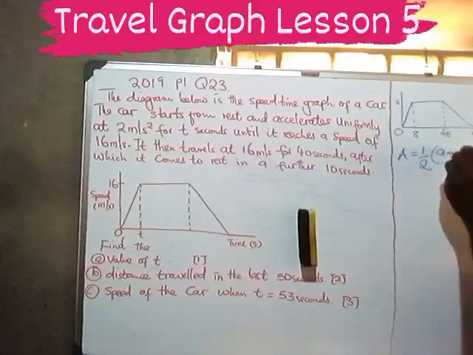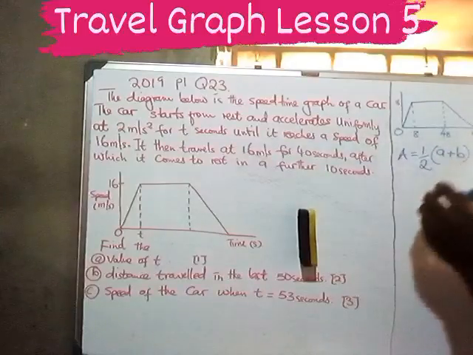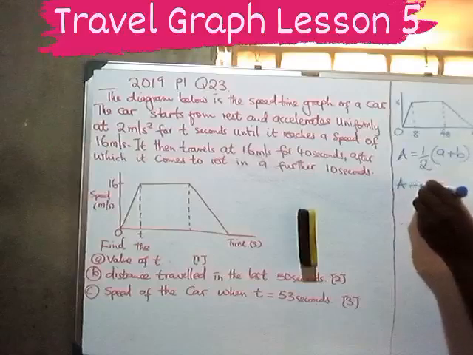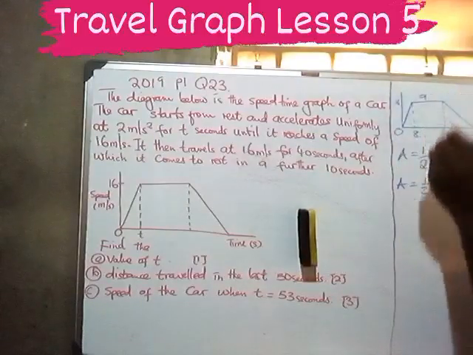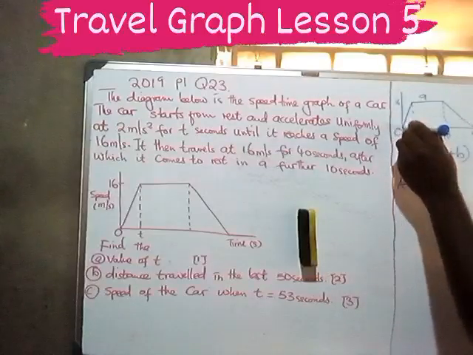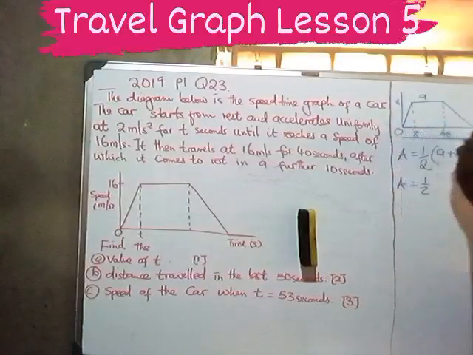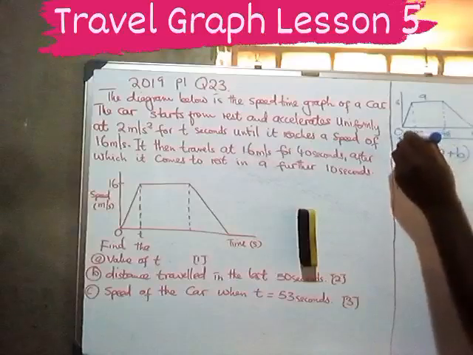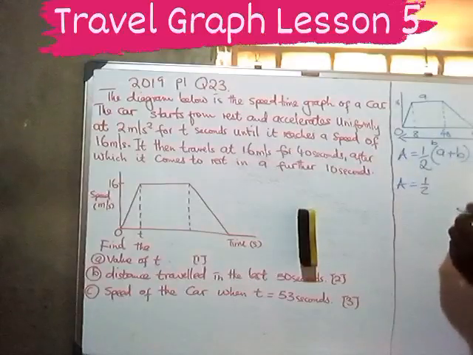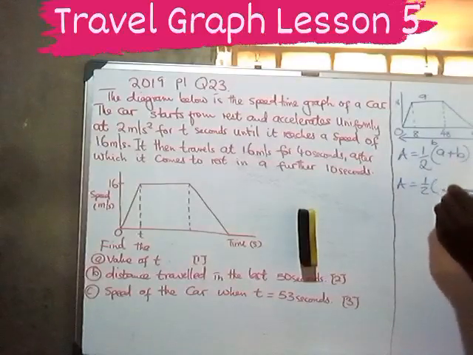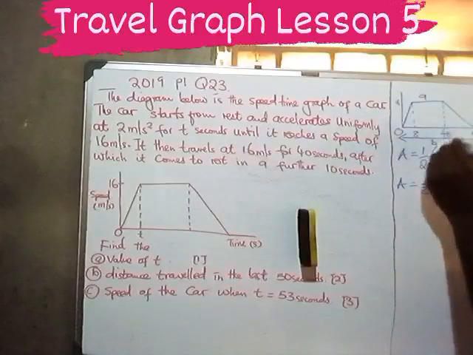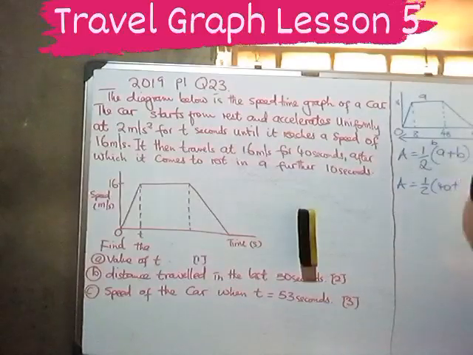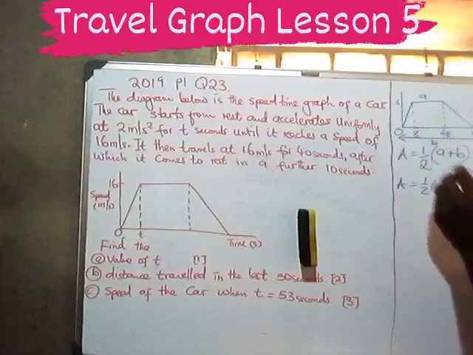So we'll say A plus B and height. We're going to have A is equal to 1 over 2. My A is from here up to here. My B is from here up to here, meaning this side here. This one will be my B. So my A is from here up to here, which will be 40 plus, because 48 minus 8 is 40, plus 58 minus 0.